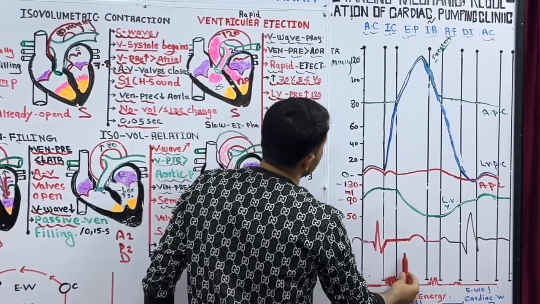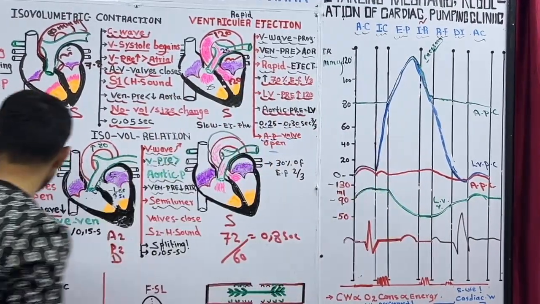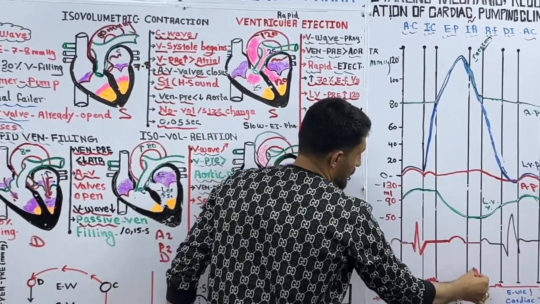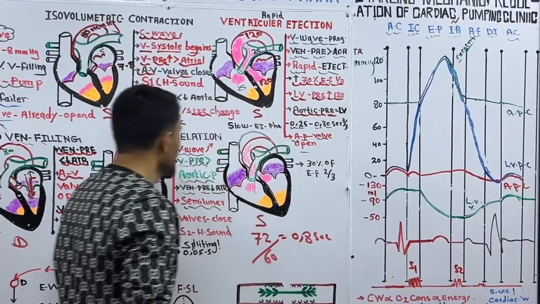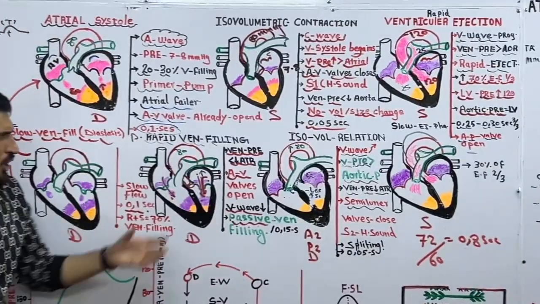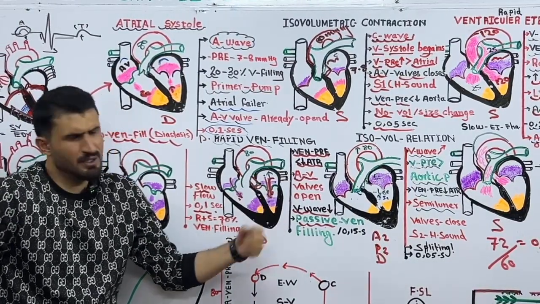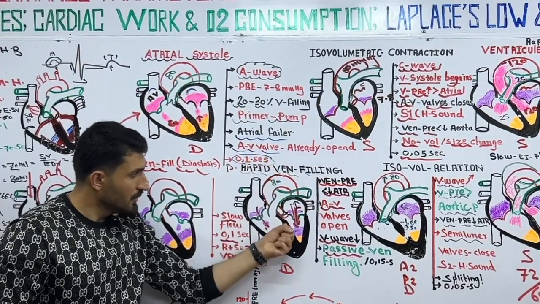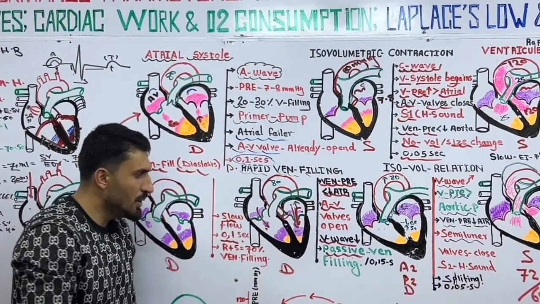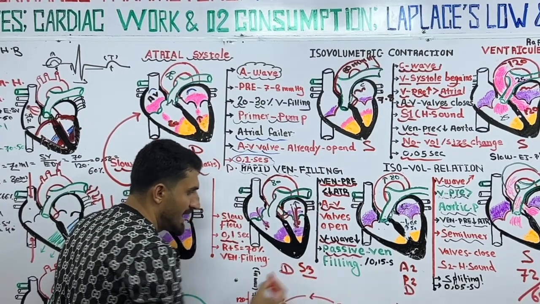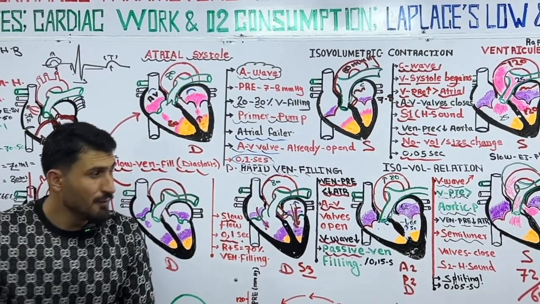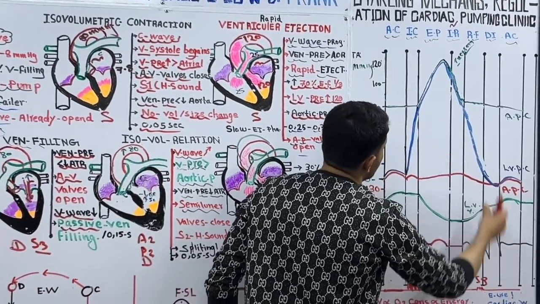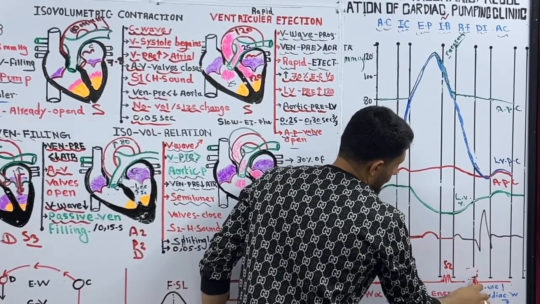Now come here to the isovolemic relaxation phase. In this phase the second heart sound occurs. So this sound is called S2, and this is S1. Sometimes, listen carefully, due to rapid ventricular filling, specifically during exercise in athletes, a sound will be produced which is called the S3 sound. This S3 sound can be pathological and can be physiological. It is produced during the rapid filling phase.